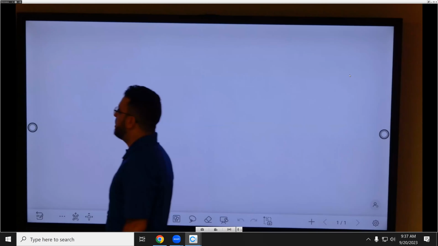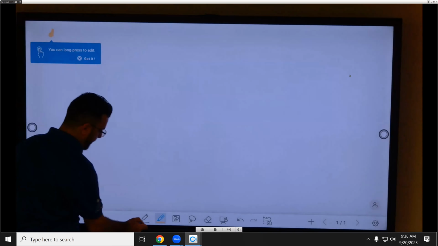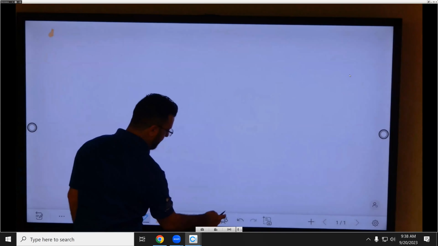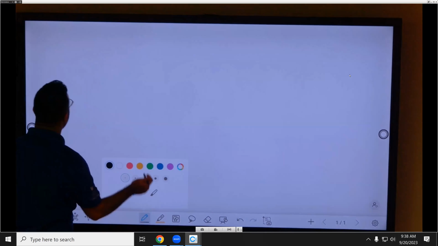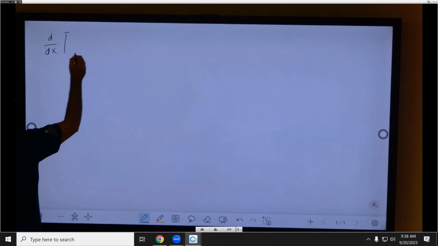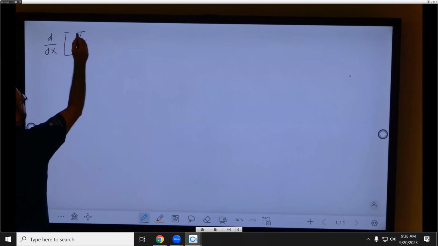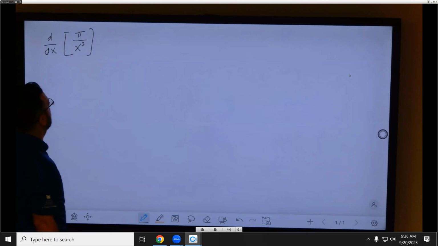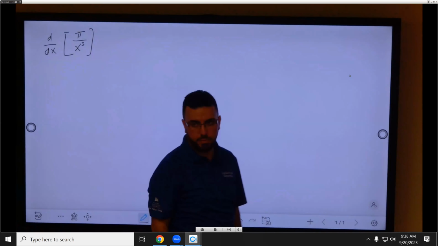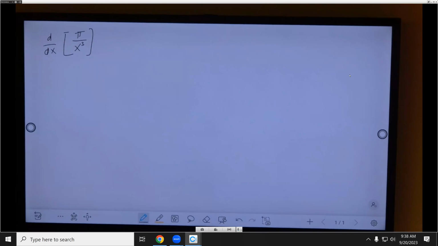Let's find the derivative in this manner. d over dx of pi over x cubed. How are we gonna find the derivative? We're gonna do the same process. Pi is a constant, okay? Sometimes they're gonna tell you pi is a constant, sometimes not.